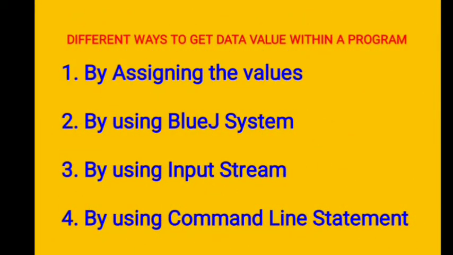Different ways to get data value within a program. Number 1, by assigning the values. Number 2, by using BlueJ system. Number 3, by using input stream. And last, number 4, by using command line statement.